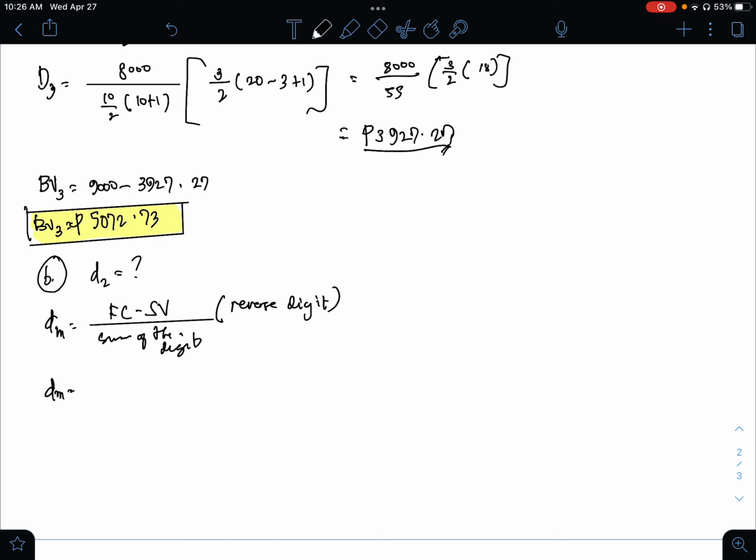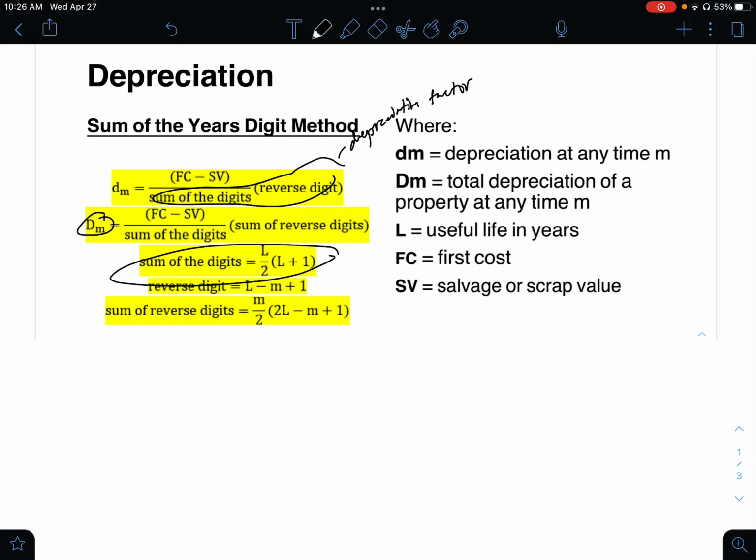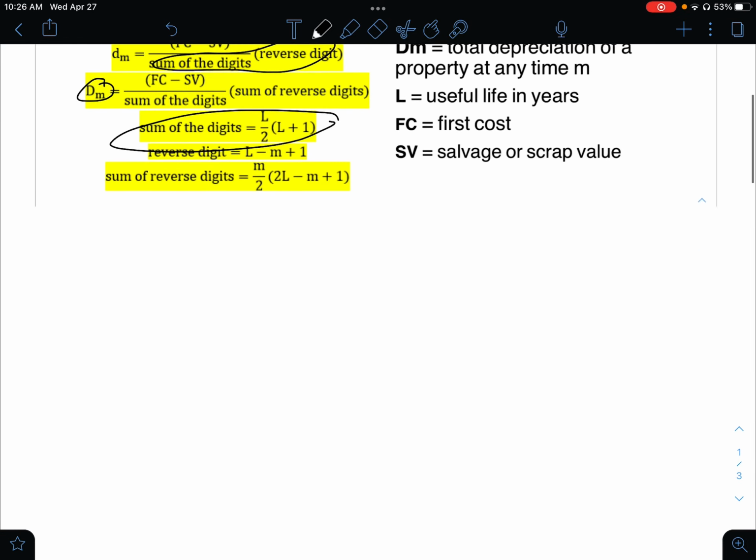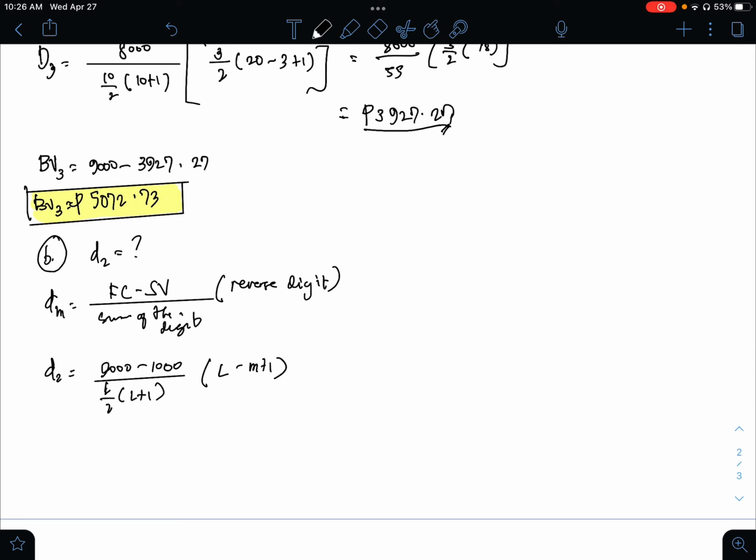Okay, so the DM is equal to, our FC is 9,000, right? Minus the salvage value. So, the M today is 2, over, so like this, earlier the sum of the digits is just L over 2 times L plus 1. Multiply that by the reverse digit, which is L minus M plus 1. Okay, substituting the values, that's 8,000 over 5, right? Times 6. Times L, which is 10 minus 2 plus 1.